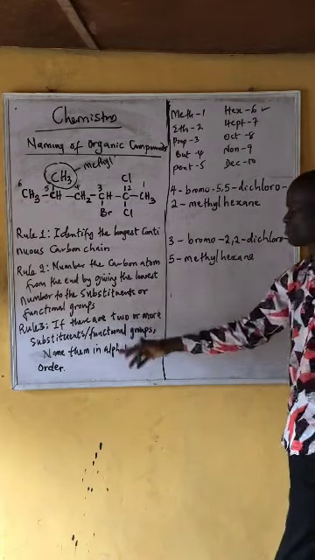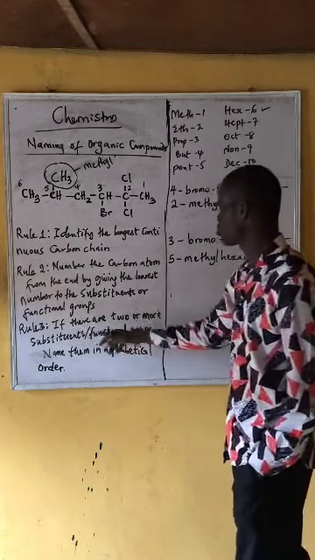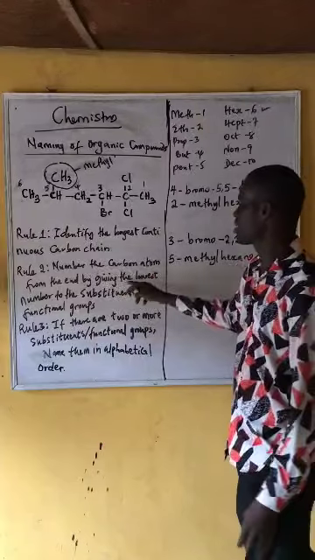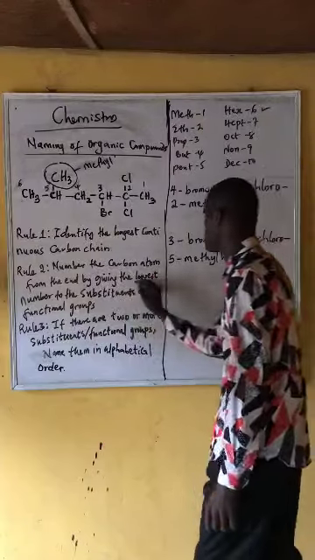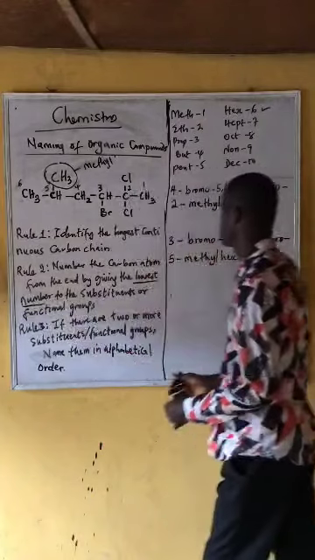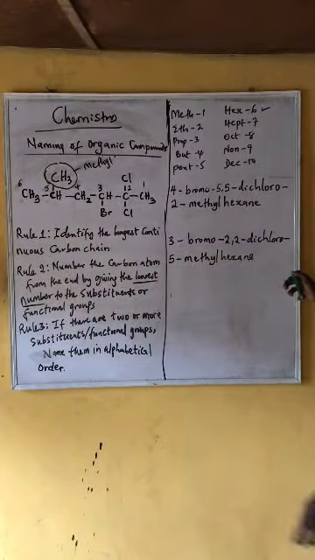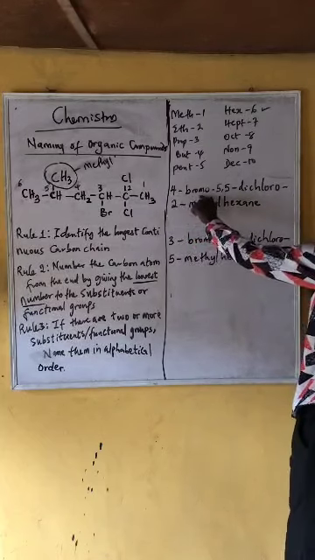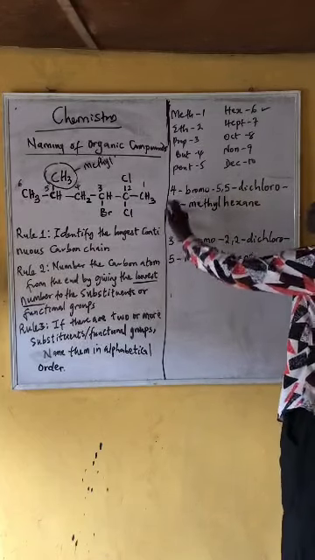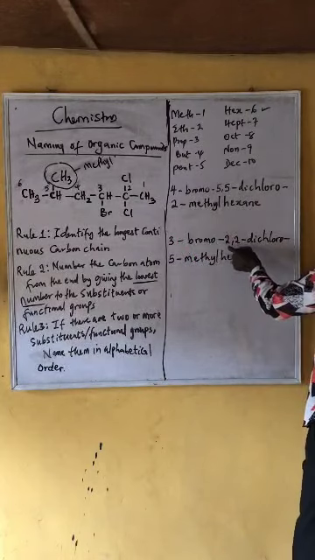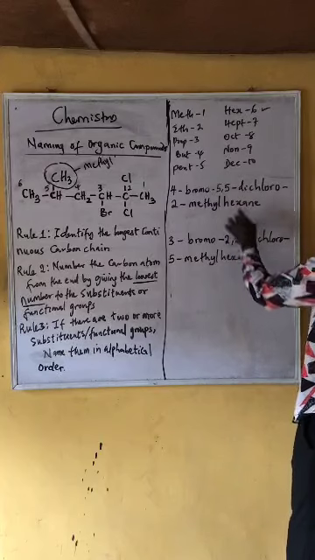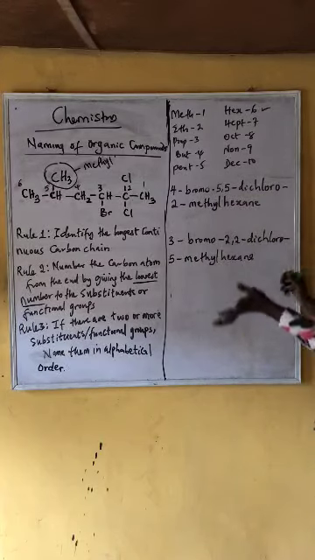Now come back to the rules. No, let's look at rule number 2 rather. Number the carbon atom from the end by giving the lowest number. So we must give the lowest number to the substituent and functional groups. Here, bromine is number 4. Here, bromine is number 3. 3 is lower than 4. Here, chlorine is 2,2. Chlorine is 5,5 in the other. Of course, 2,2 is lower.